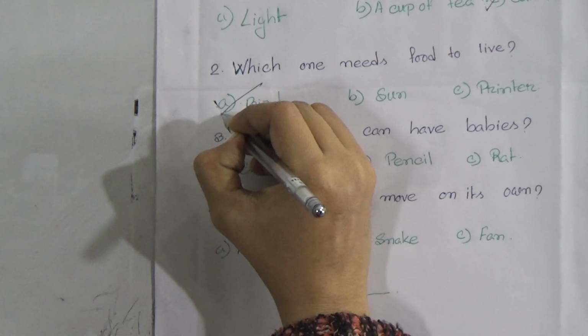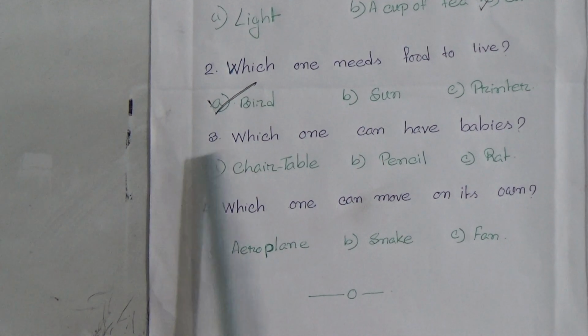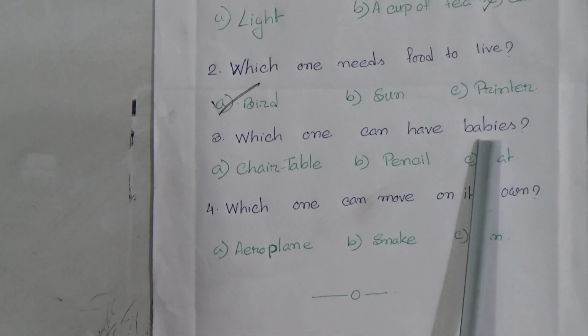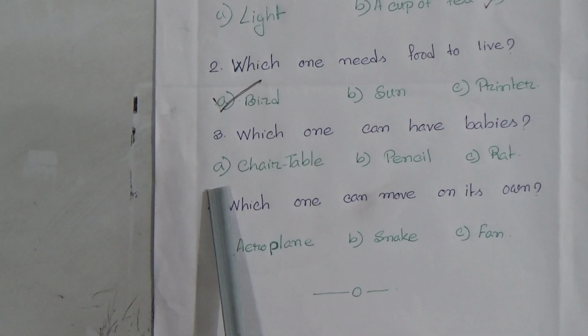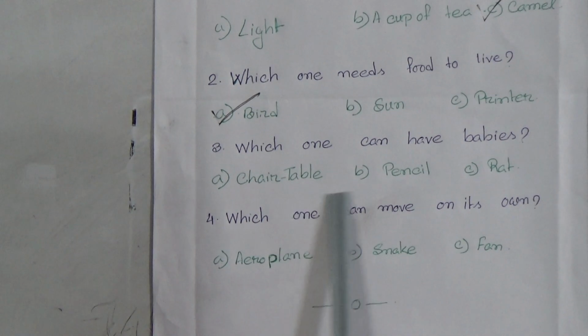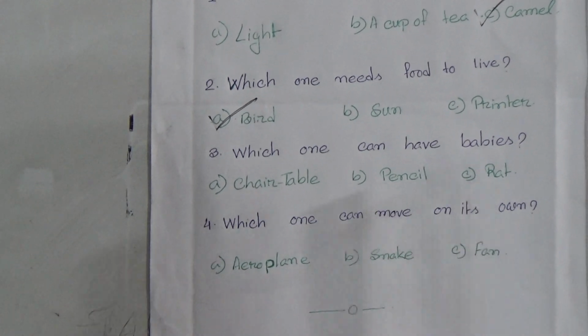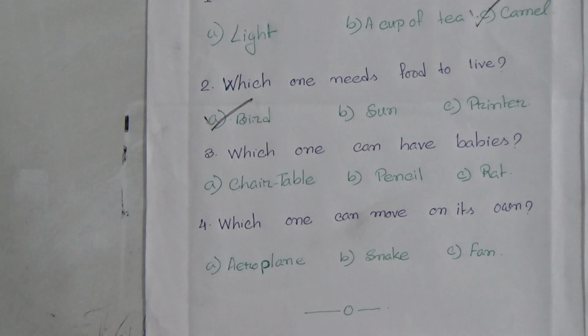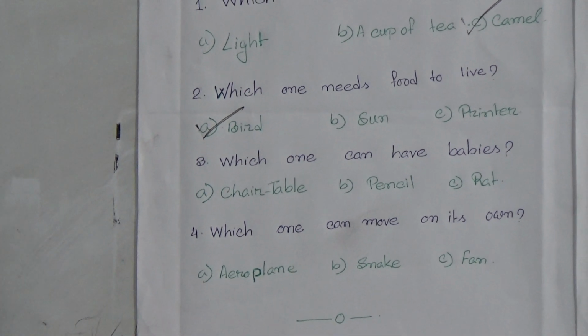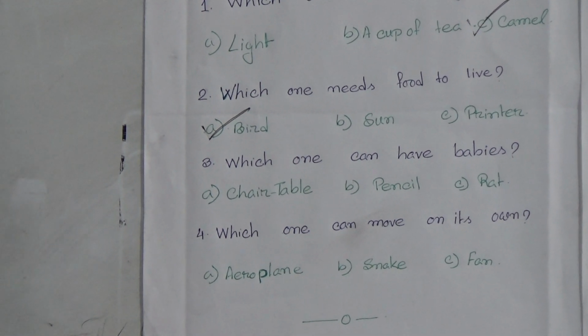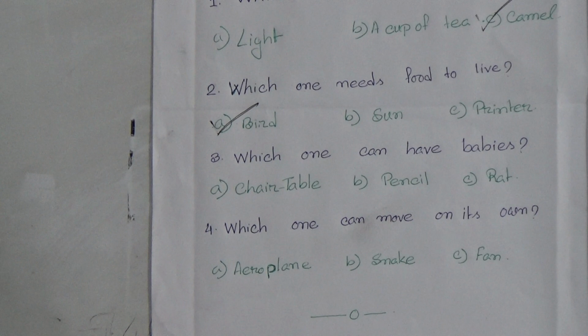And question number 3. Which one can have babies? Options: A, chair and table; B, pencil; C, rat. We know that a rat is a living thing and it gives birth to little babies. So we put the tick mark on rat.